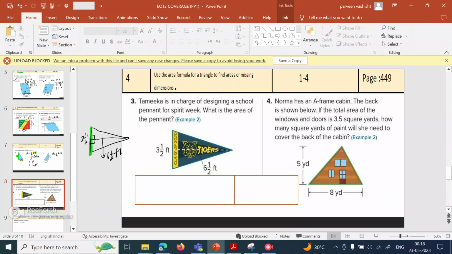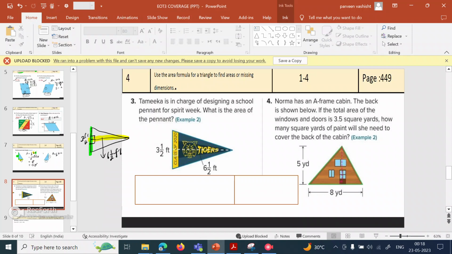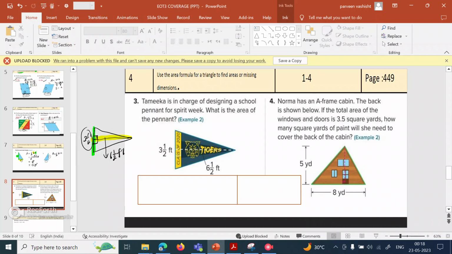So my dear students, you have to be careful. This will be my base. Why is this the base? Because the 90-degree angle is made on this side. So be careful where you are making the 90-degree angle. That side will become the base. Half multiplied by base multiplied by height. So half multiplied by base, which is 3 and 1 by 2, multiplied by height, which is 6 and 1 by 2.